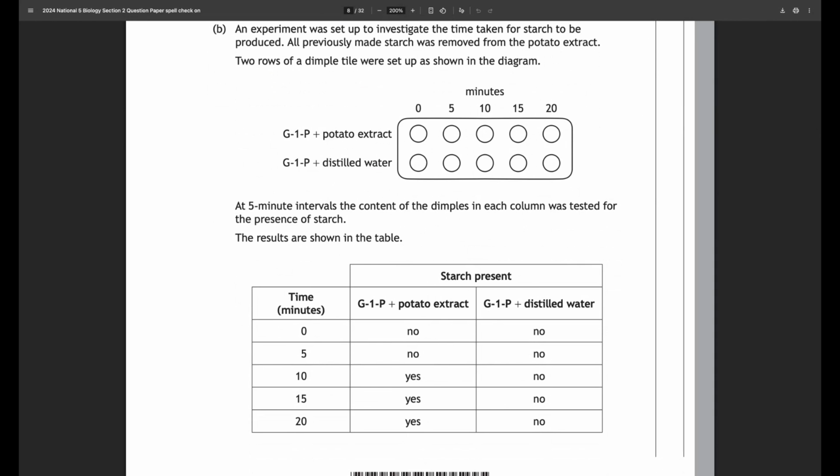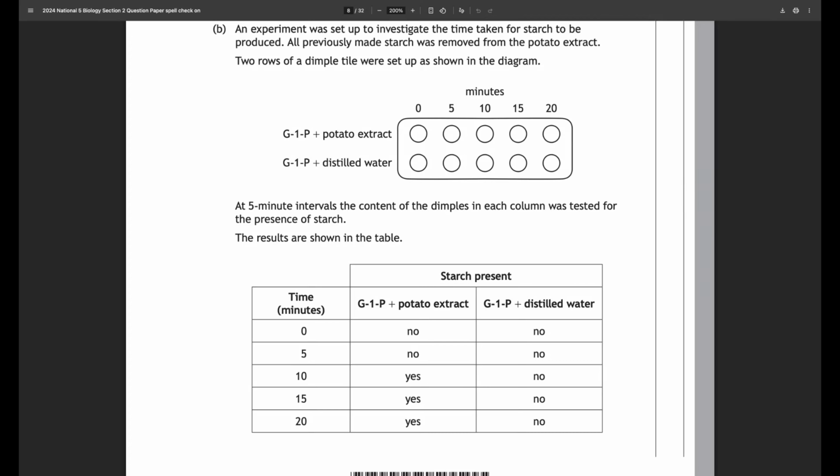Part B, an experiment was set up to investigate the time taken for starch to be produced. All previously made starch was removed from the potato extract. 2 rows of a dimple tile were set up as shown in the diagram. At 5-minute intervals, the content of the dimples at each column was tested for the presence of starch.